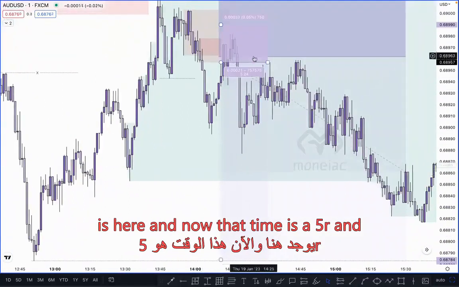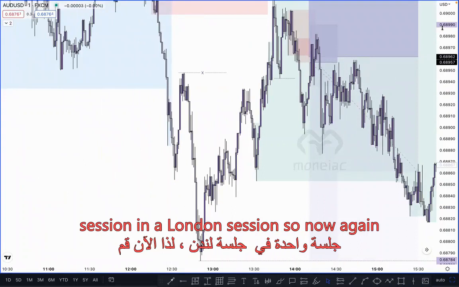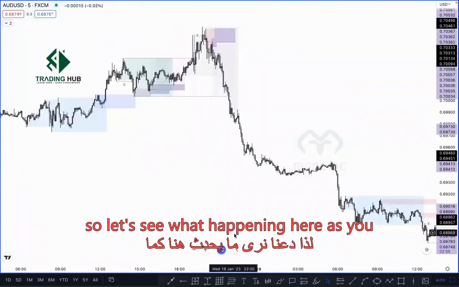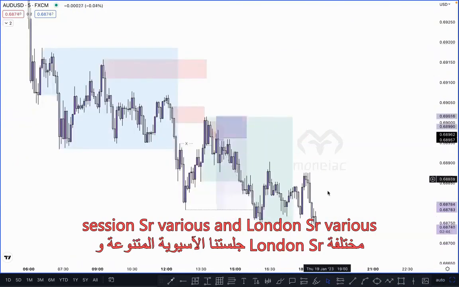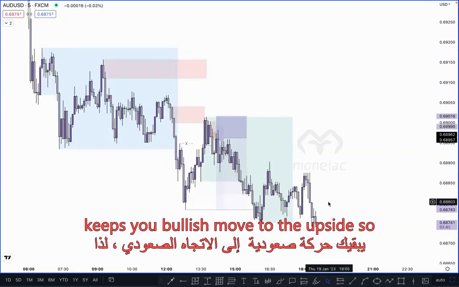And now that is 5 hours and 3 hours, almost 8 hours in one session, in the London session. So now switch again to a 5-minute time frame. So let's see what's happening here. As you can see here, right now our Asian session is bearish and London is bearish. Then what happens in New York? New York can give you a bullish move to the upside.